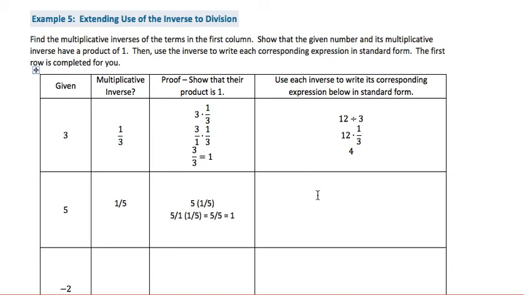Then I'll choose 15 as our given number, and if we divide 15 by 5, so we have 15 divided by 5, we change that to 15 times the reciprocal, which is 1/5, and that equals 3.